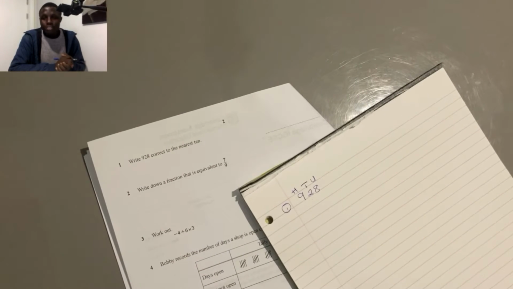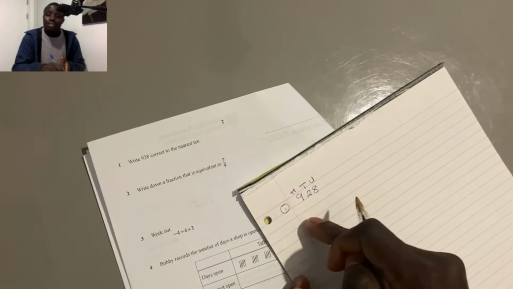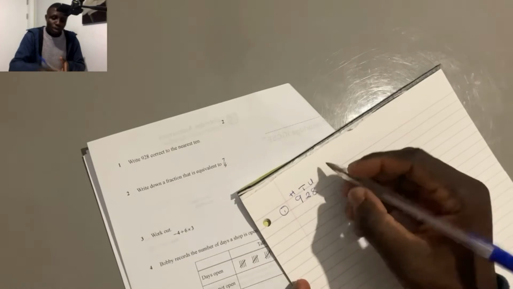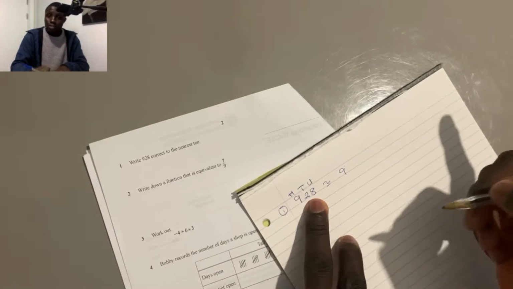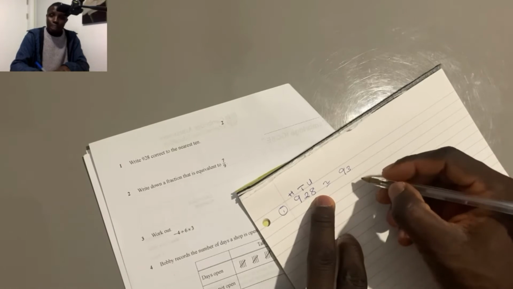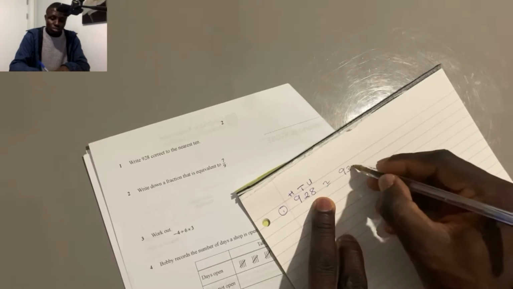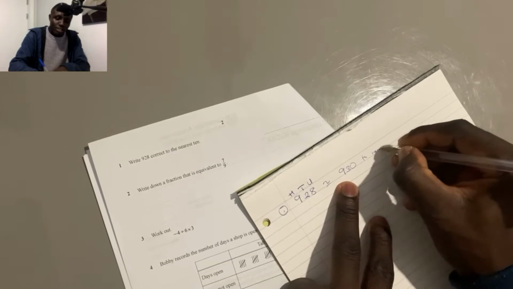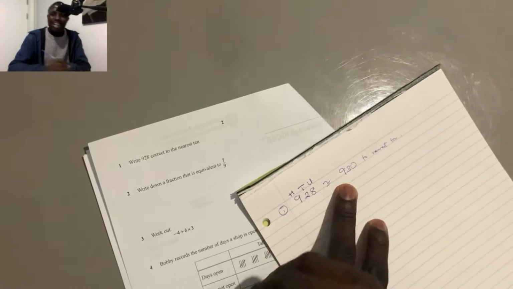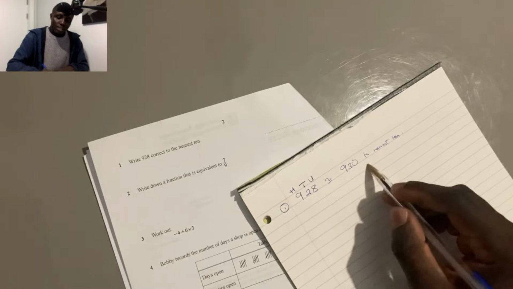So what I'm trying to say is that you turn this 8, which is more than 5, to 1, and then you add it to 2 to make 3. So we are going to have 9, then this 2 changes to 3, because the 8 is more than 5. We're adding 1 to 2, making 3. Then this 8 automatically turns to 0. So the answer here is 930 to the nearest ten.